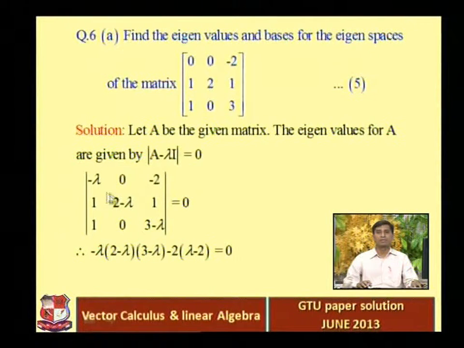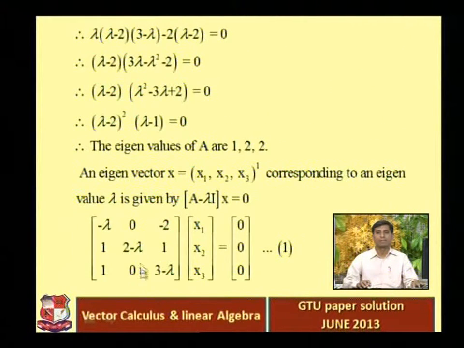Minus lambda, first row is minus lambda 0 minus 2, second row is 1, 2 minus lambda, 1, and the third row is 1, 0, 3 minus lambda. So minus lambda 0 minus 2, 1 2 minus lambda 1, 1 0 3 minus lambda, and this is multiplied by x from x1, x2, x3, and that is equal to 0 0 0. So here is our main equation, and now we are finding the eigenvector corresponding to lambda equal to 1. So put lambda equal to 1 in this equation 1.